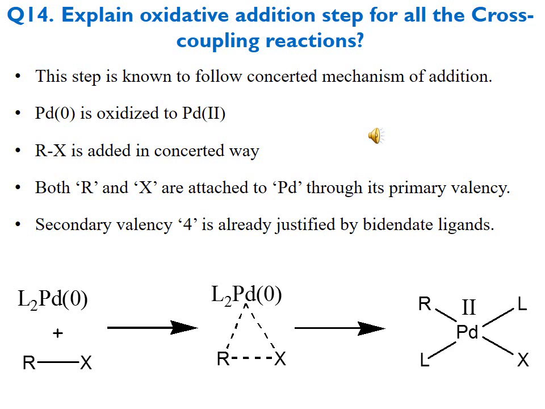Here is a simple revision of the basic question: what is the oxidative addition step in all the cross coupling reactions? We know it is oxidative because palladium is oxidized from 0 to +2 oxidation state, and additive because the RX compound is added to the palladium in a concerted way. At the same time old bonds are breaking and new bonds are forming, and we get the square planar geometry of palladium with R and X at trans positions to each other.